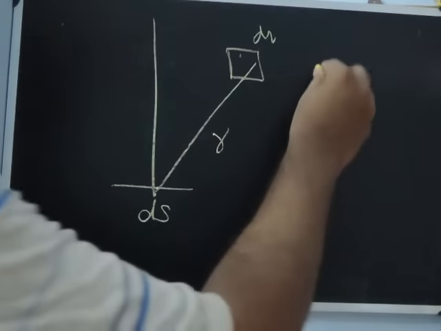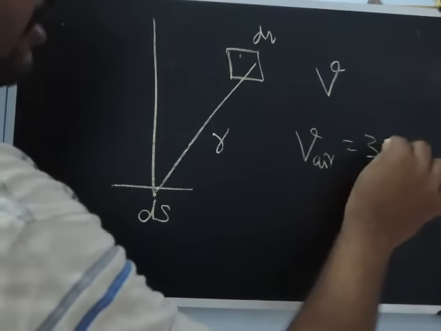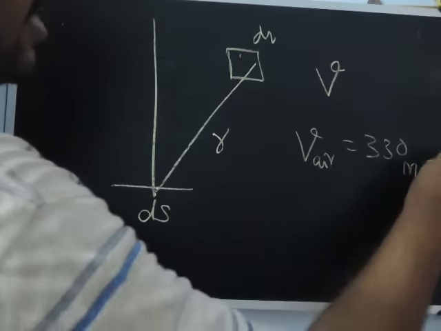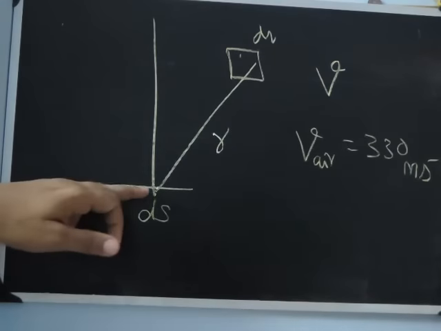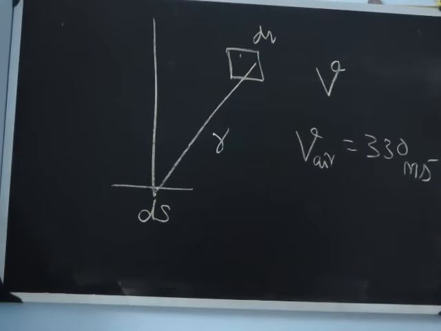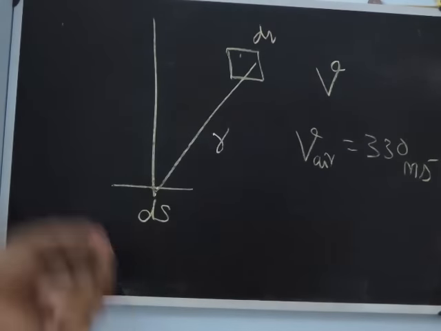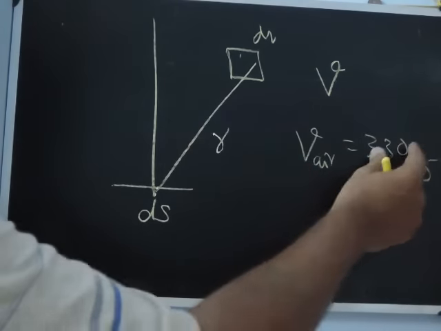Now sound has a velocity v. In air, the velocity of sound is 330 meters per second, which means any sound from 0 meter to 330 meter will reach this area in 1 unit time. So the distance r, if you want to find the total energy reaching this area in unit time, then the limit for the distance r is from 0 to v, where v is taken as length because it's unit time, so v is 330 meters.